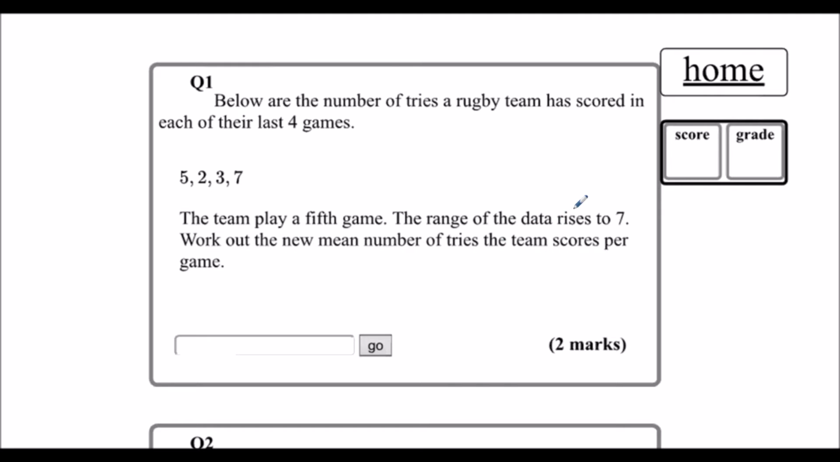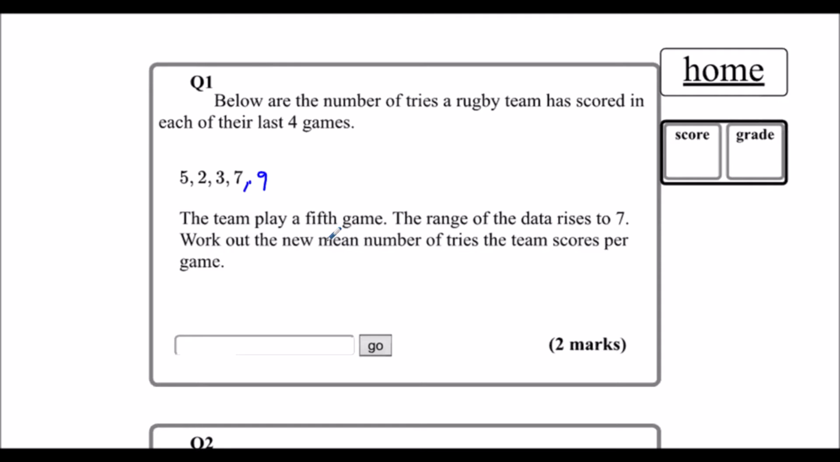So if the range has changed to 7, that means the new score must be 7 more than the lowest, which is 2. So 2 plus 7 makes 9. So our scores are now 5, 2, 3, 7 and 9.